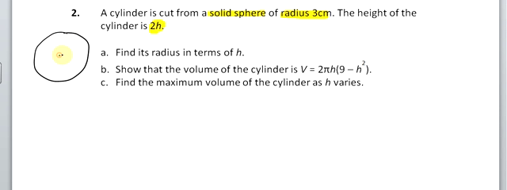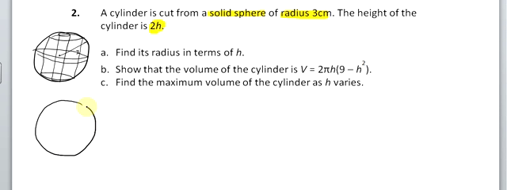Now the sphere has got a radius of 3, but not necessarily the cylinder. The cylinder could be a little narrow cylinder like this, or it could be a big, fat, thin cylinder like this, or it could be something in the middle. So if we view it from the side and we flatten it out, then you'll see it's a bit more straightforward. So here's our cylinder. It's going to be chopped out like so.